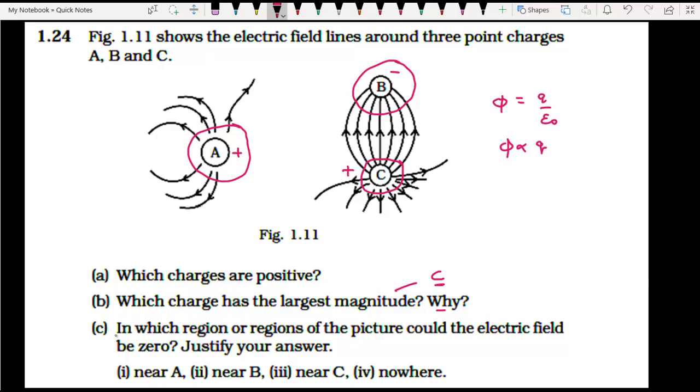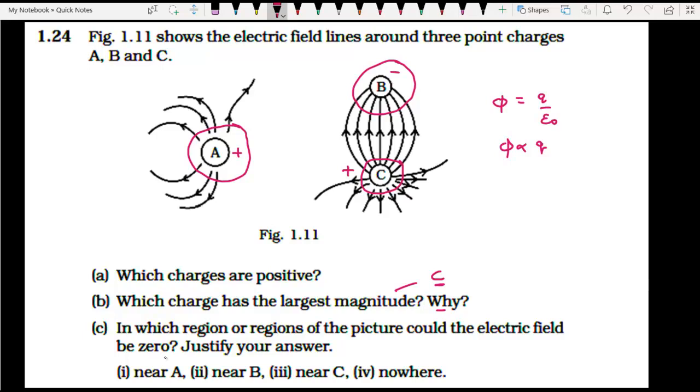Now in part C, he is asking in which region or regions of the picture could the electric field be zero. Justify your answer. So you have to tell where the neutral point is, and the possible choices are near A, near B, near C or nowhere. So this part is again based on the concept of neutral points, like earlier problem 1.23 where we have discussed the concept of neutral points.